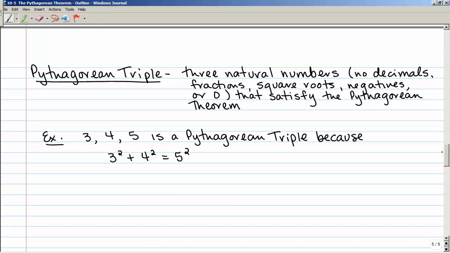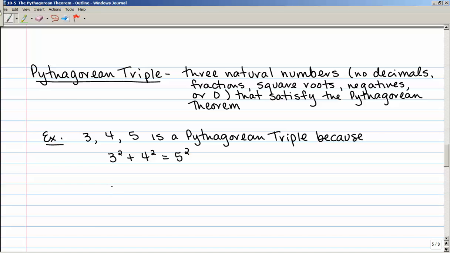A Pythagorean triple is a set of 3 natural numbers. That is, there's no decimals, no fractions, no square roots, no negatives, no zeros, that satisfy the Pythagorean theorem. In other words, 3 counting numbers that work in the Pythagorean theorem. Probably the most famous Pythagorean triple is 3, 4, 5.